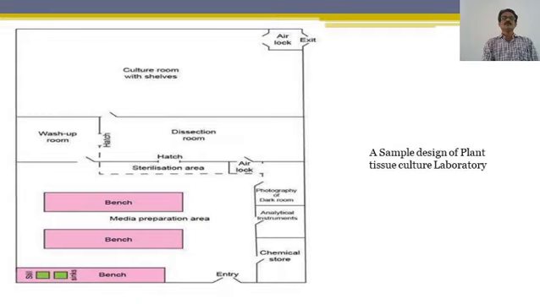Then here there are a few storage facilities. Here there are a few sinks for washing purposes. One wash-up area should be here near the aseptic room. And this is the culture room, which is an airlock, and it must have controlled conditions of temperature, light and humidity.